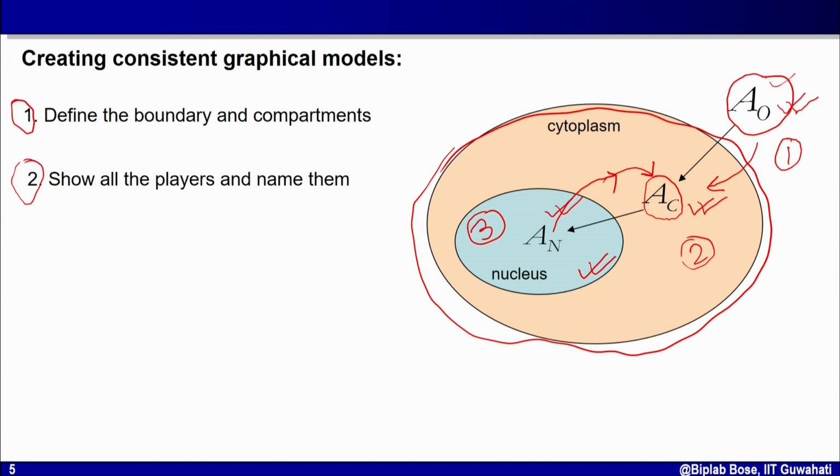So in essence, what I want to communicate is that once you have decided the boundary and the compartment, then you start showing all the players involved in them and mark each of the molecules or elements or components present in each of these compartments uniquely so that you can keep track of them.